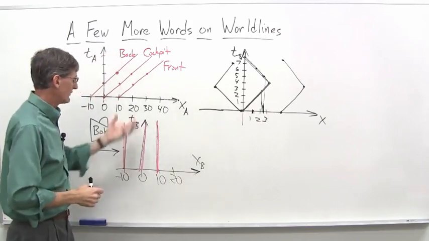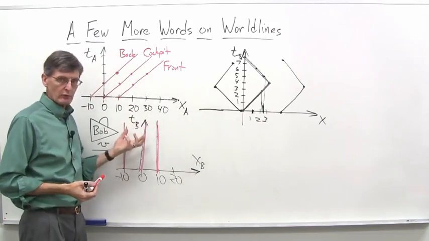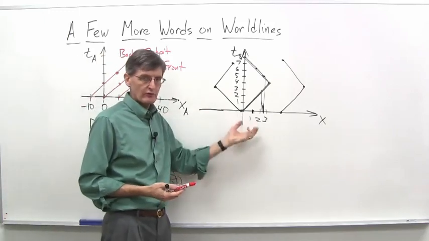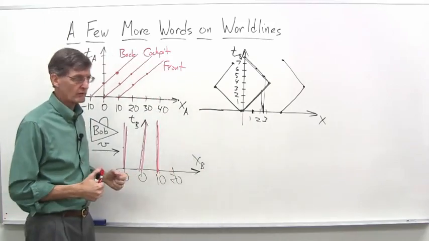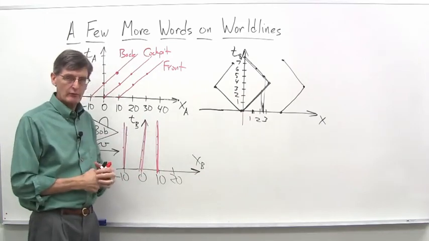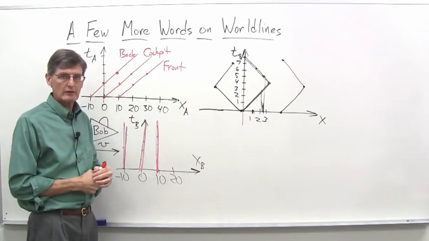And as I mentioned, the example we did here will be useful when we consider the pole in the barn paradox. This example will be very useful when we consider the twin paradox later on. So that's a few more words on world lines, and in the next video clip we'll talk about the so-called Galilean transformation.